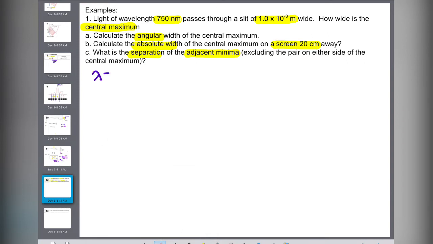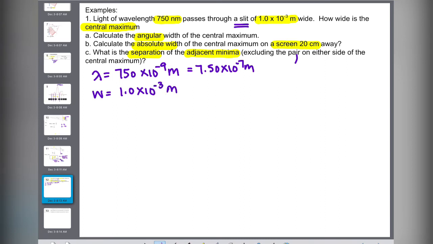Okay, so the wavelength of light is lambda. Lambda is 750 nano, and nano means 10 to the -9. So I'm just going to put it in. If you want to say this really is 7.50 times 10 to the -7, right? I'm sure you know that that's the same. Okay, and then they tell you the width. So this is a single slit. The symbol we use is W. And they tell you that the width is 1 times 10 to the -3. How wide is the central maxima?